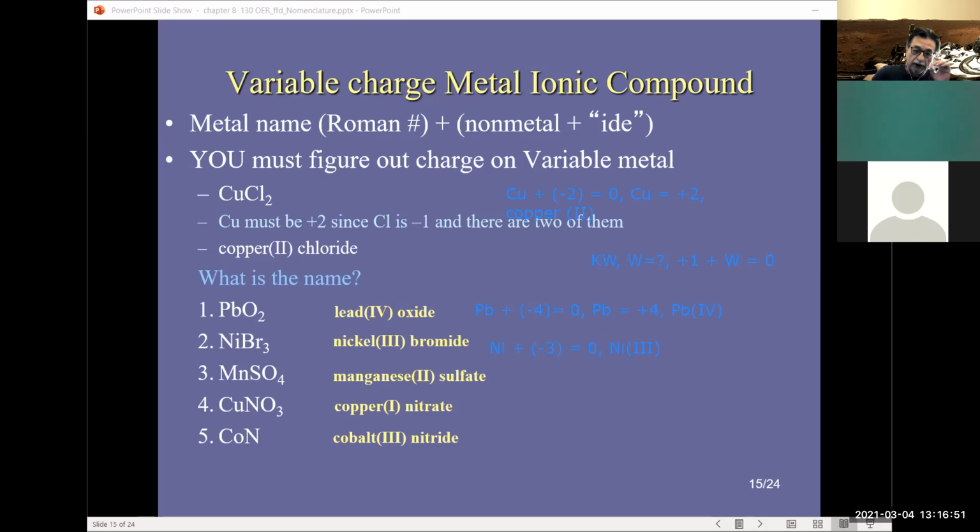Okay. Nitride. Notice the nitrite and the nitrate. Hey, red didn't come out very good. The nitrite and the nitrate. The IDE has no oxygen following the nitrogen. The ATE and the ITE have oxygen following the nitrogen.